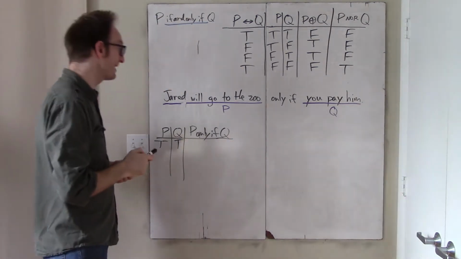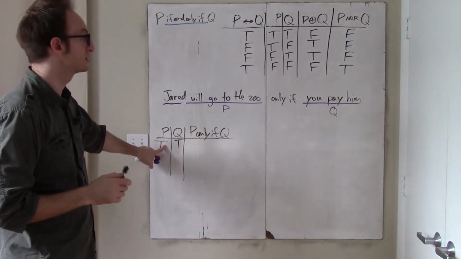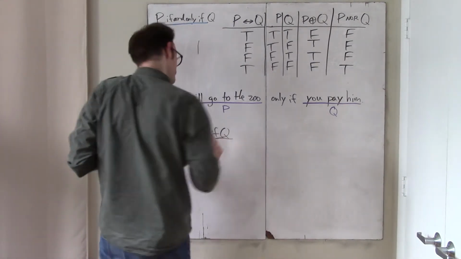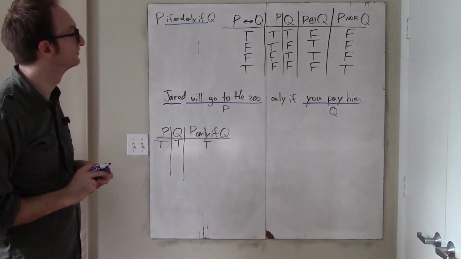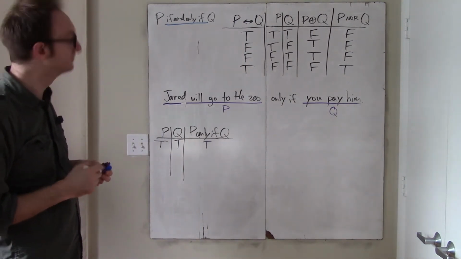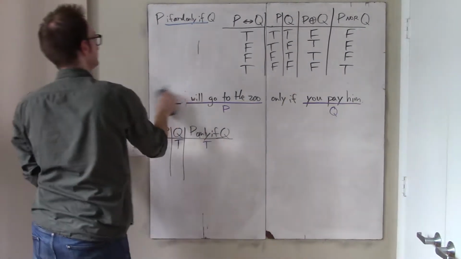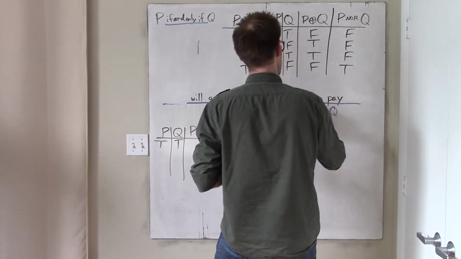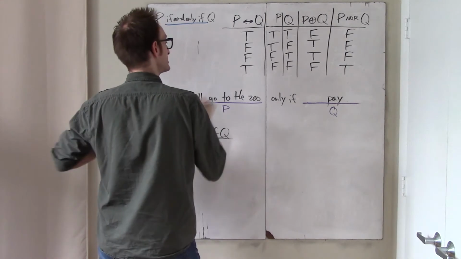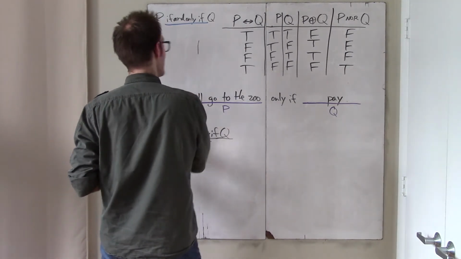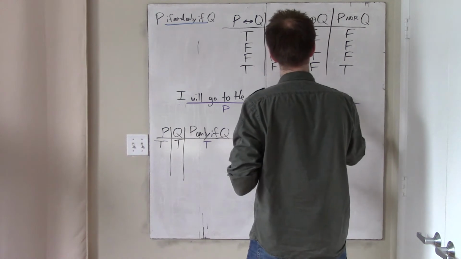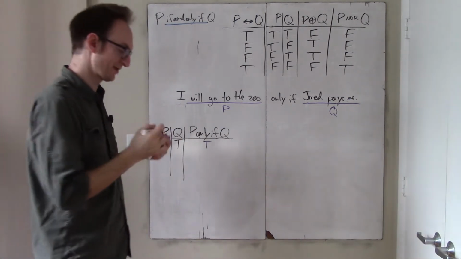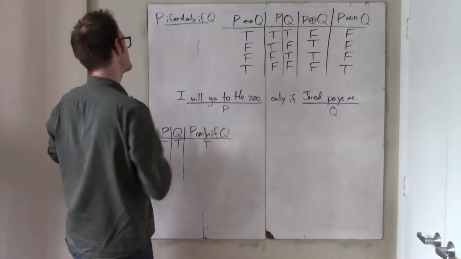Okay, so what if Jared does go to the zoo and you pay him? Well, it seems then that the sentence is true, because, hold on, one more time. Should just stick with my old examples. I say, I will go to the zoo only if Jared pays me. Okay, here we go. So now I can use you and I interchangeably.